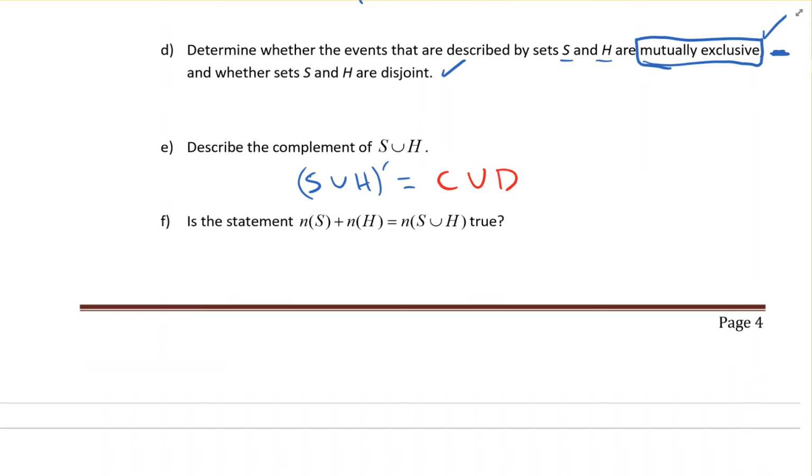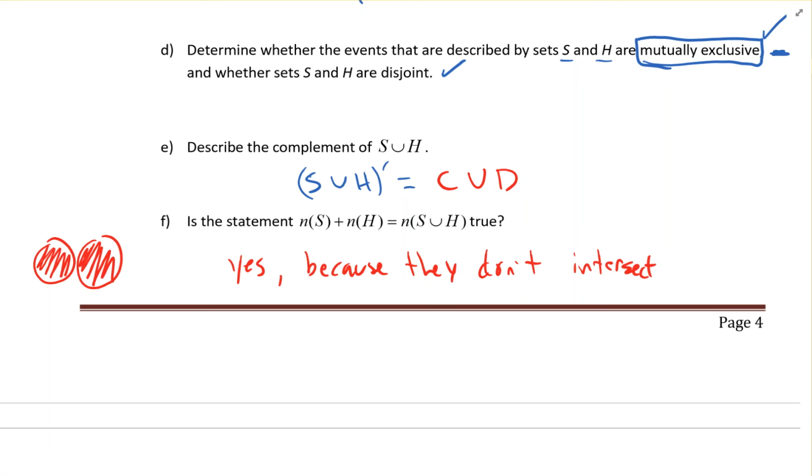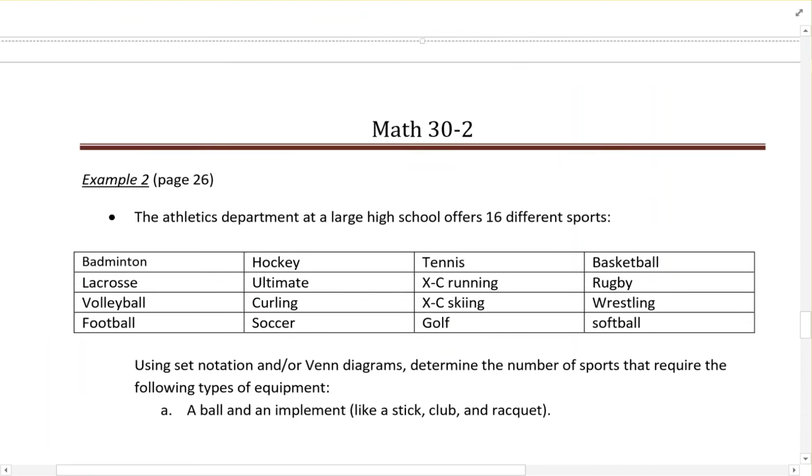Okay. F says, is the statement the number of elements in S plus the number of elements in H equal to the number of elements in S union H true? Well, in this case, it is true, because you've got these two different sets that don't overlap at all, right? So if I add those together, that's just going to give me the total of the two of them together. Well, hopefully that made sense. So yes, because they don't intersect. All right, moving on.